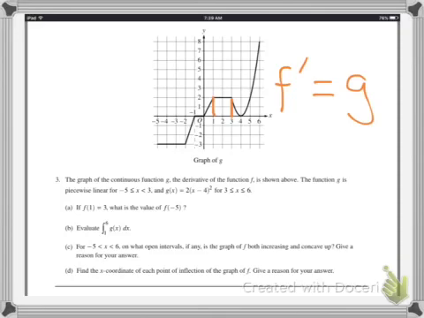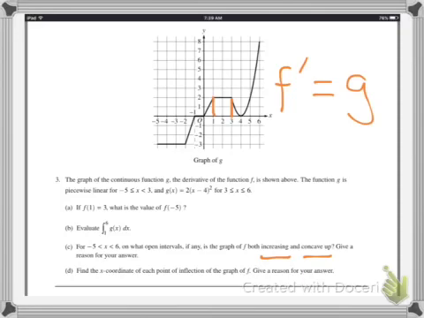It says on the interval, or for x between -5 and 6, excluding the endpoints, on what open intervals, if any, is the graph of f both increasing and concave up? So, increasing and concave up, what do we need to see in the graph of the derivative for f to be increasing? Well, we need to see the derivative positive, so f is increasing. So I need to see this graph here, f prime or g, positive. So that's on the open interval from 0 to 6.